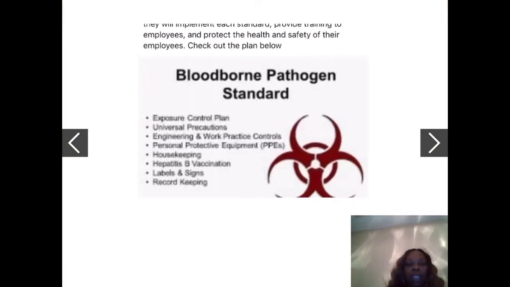We talked about the bloodborne pathogen standard. This is the plan that the employer has to have in place for the employees. They have to have an exposure control plan, teach universal precautions. They need engineering and work practice controls. Personal protective equipment must be offered. Good housekeeping must be in place. The hepatitis B vaccination is also an option, in addition to the use of labels and signs and record keeping.